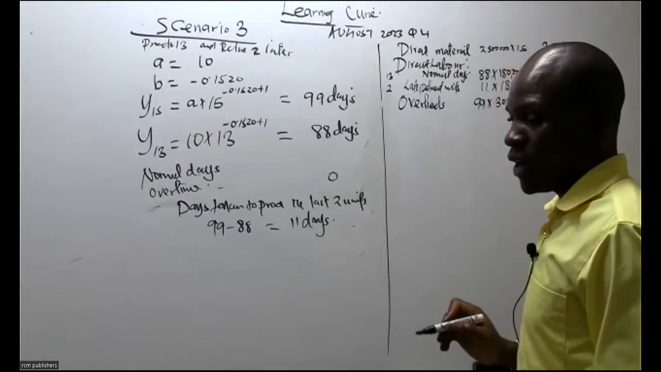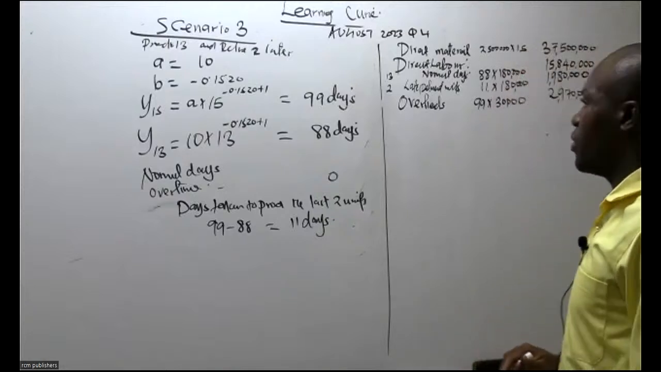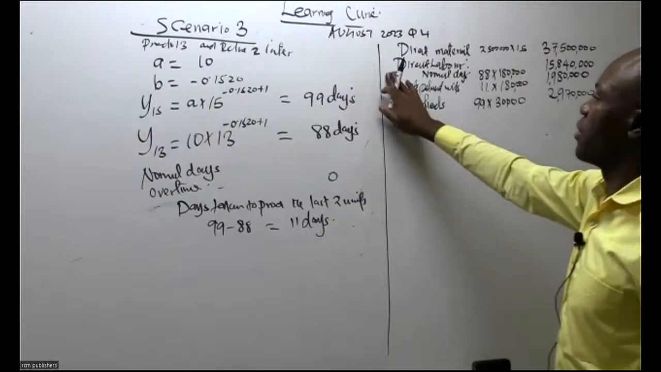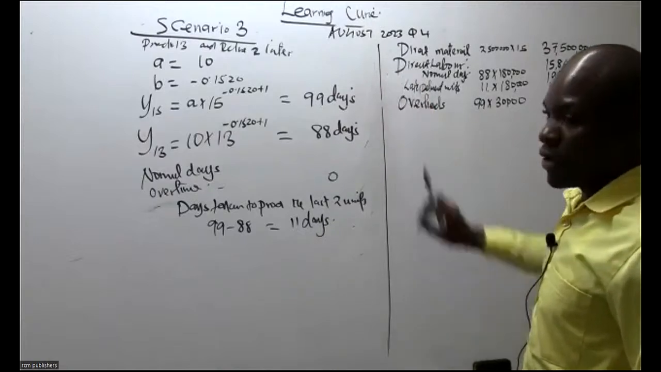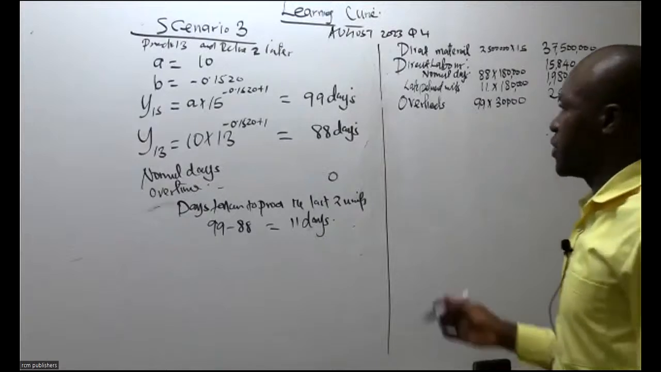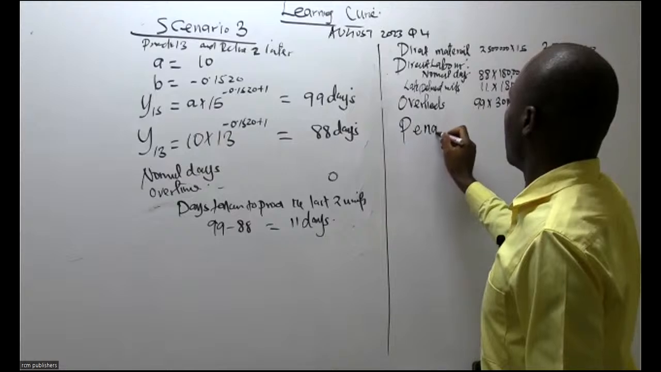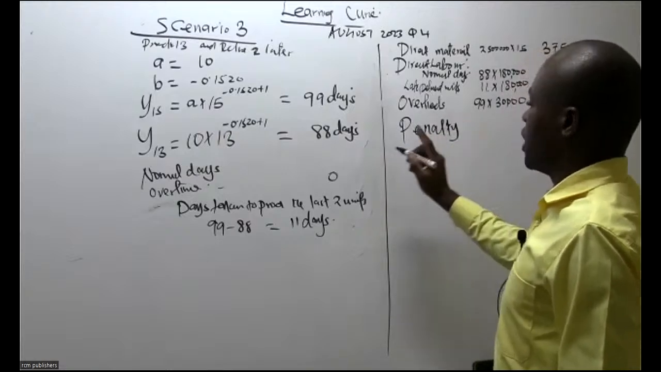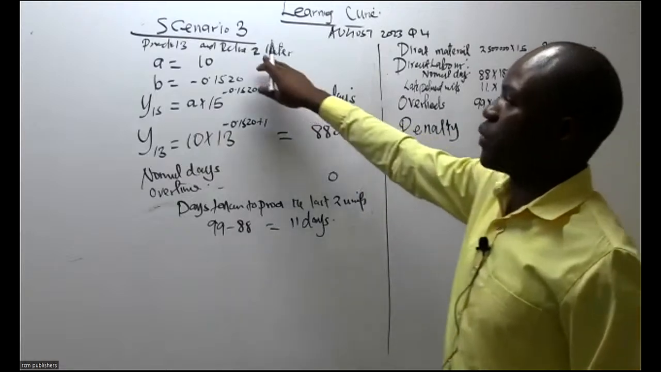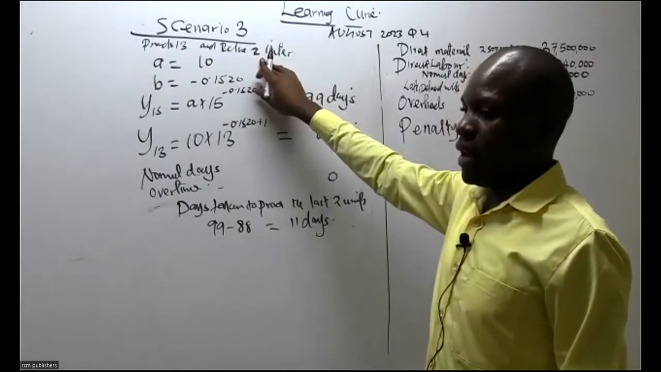Is there anything we are leaving out? Let's see if we are really copying notes or we are following something. Penalty. So we have a penalty here for late delivery, and 2 buses were delivered after the deadline.